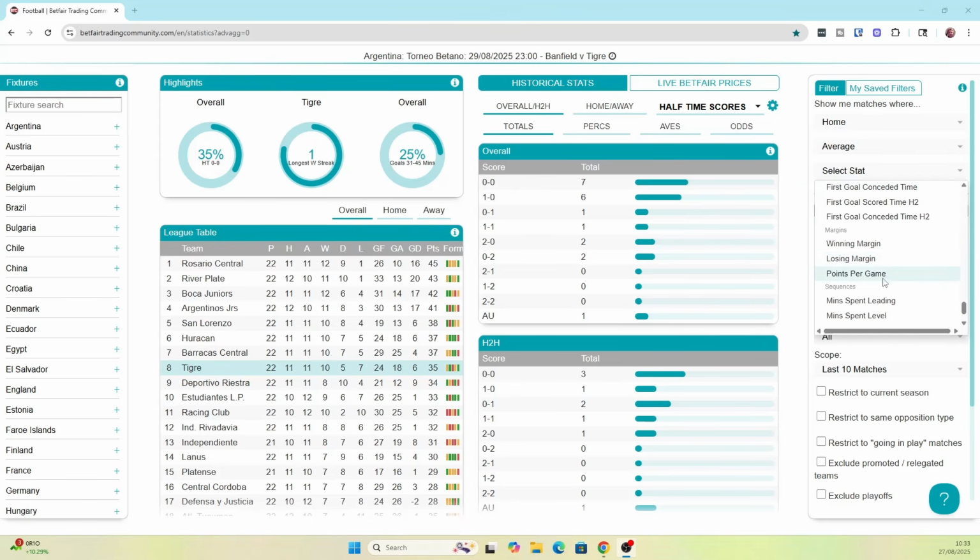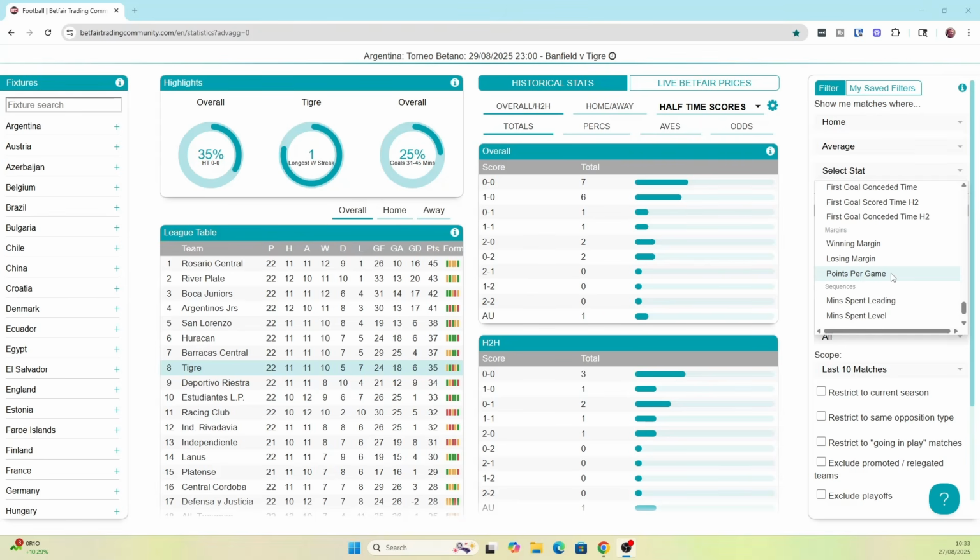Points per game is a really good one to look at because that will tell you, basically, how good they are. Points per game. And remember, our software compares the home results for home teams and away results for away teams. So it's not just a simple case of looking at the table. It's cleverer than that. It's more in depth than that.